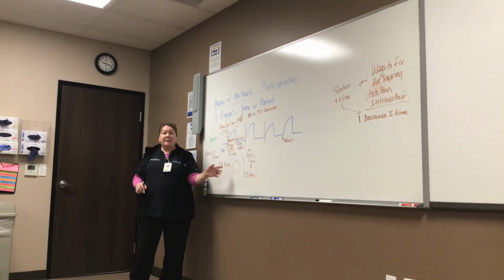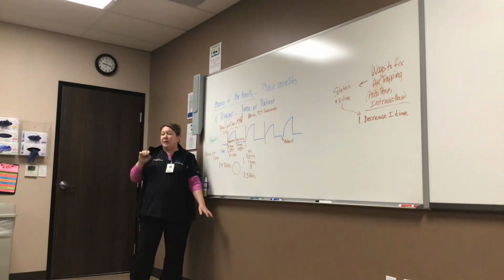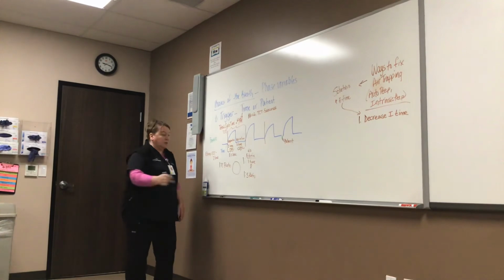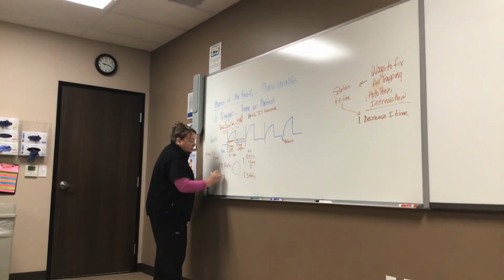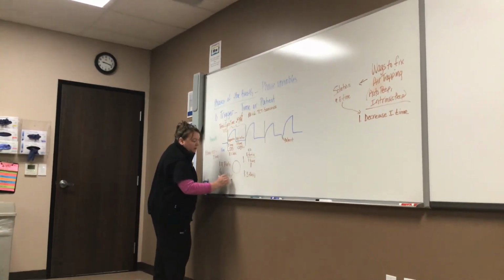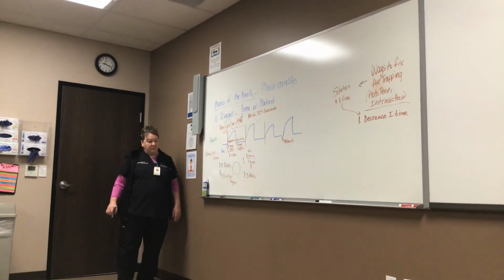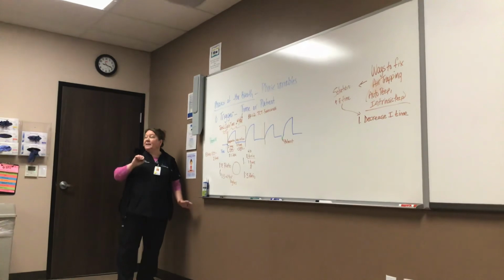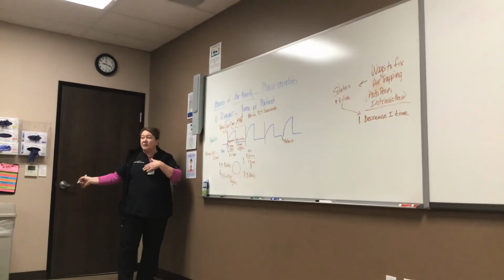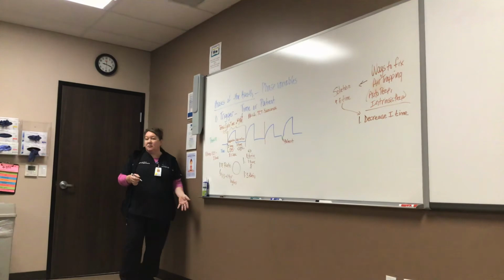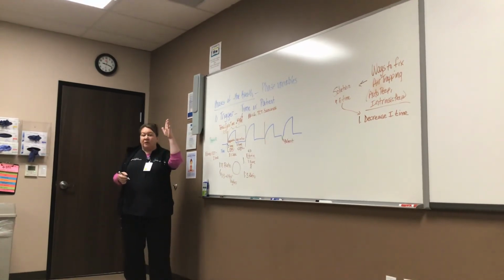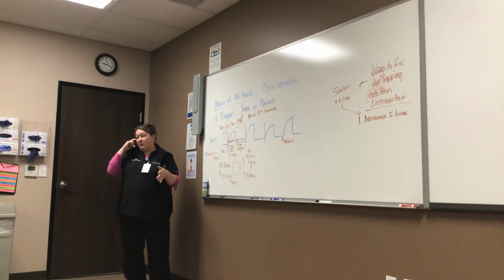A normal I to E ratio is 1 to 3 to 1 to 4 or higher. So again, I'm at the point where I don't care if it's too long, I care if it's too short. If you see a ratio that's 1 to 1, 1 to 2, your patient's not getting enough time to exhale.